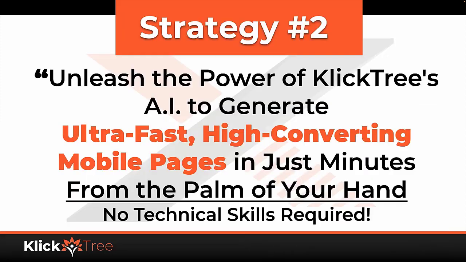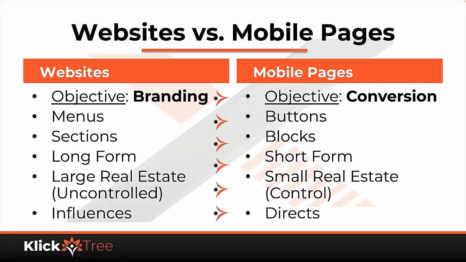Now, let's get into strategy number 2, because we all want to see KlickTree, right? So it's AI generated, it's ultra fast, and it's high converting. Okay, you can build that in minutes. Now, we've got to understand that desktop websites and mobile pages are very different. The website's main objective is branding. So websites don't become obsolete, they just become later in the process. Especially when people want to get to know you.